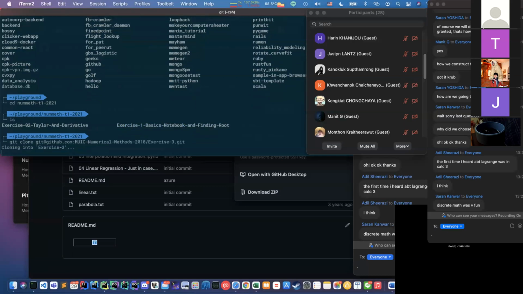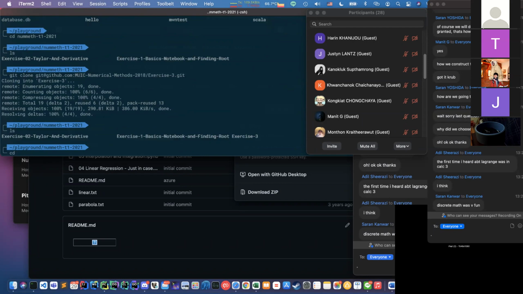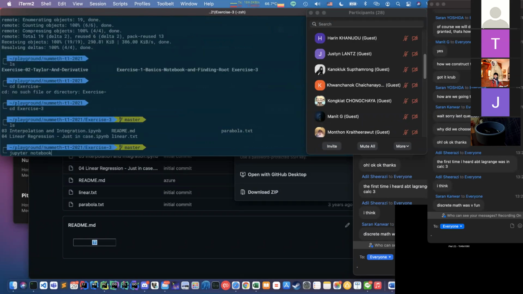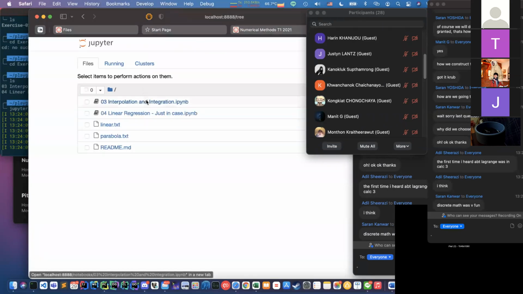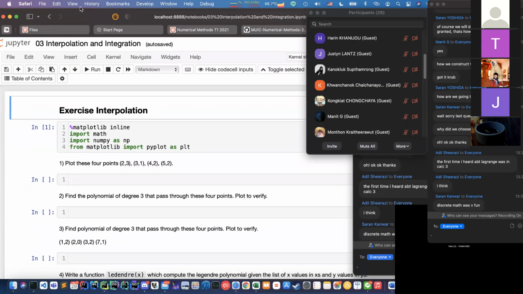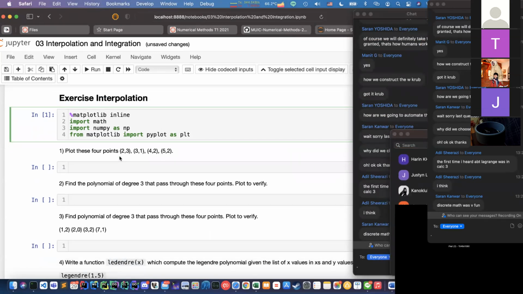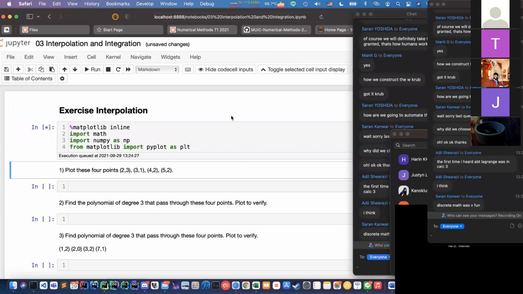Git clone. By now, I think everyone has Jupyter Notebook on your computer, right? In some shape or form. Unless you really like Colab, then I have no argument with you. Interpolation and integration. Okay, there, that's our notebook. Let me get this thing out of the way. Oh, I only have 4. That's not even fun. Okay, so let's do this together. Let me teach you something really cool.